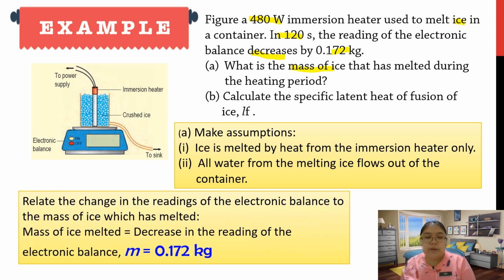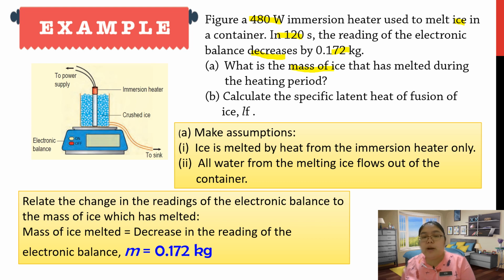Now relate the change in the reading of the electronic balance to the mass of the ice which has melted. So the mass of the ice melted equals the decrease of the reading. From the question, they already say the electronic balance decreases by 0.172 kilogram. So the mass melted is 0.172 kilogram. We just copy from the question.